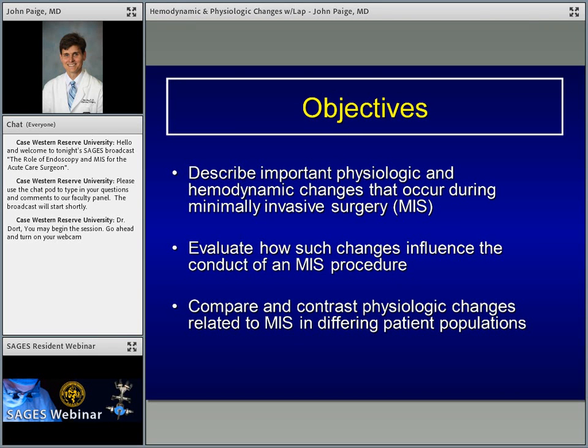One is to describe the important physiologic and hemodynamic changes that occur during minimally invasive surgery. Then evaluate how such changes influence the conduct of an MIS procedure. And then finally, I'm going to compare and contrast physiologic changes related to minimally invasive surgery in different types of patient populations.